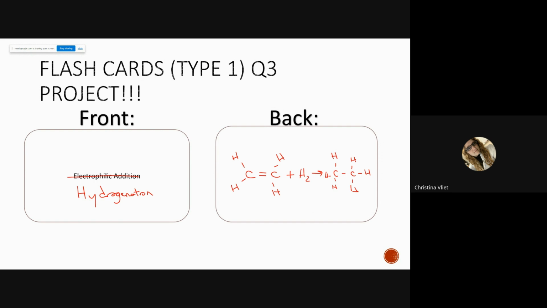Yes, addition reaction. Should you also include your catalyst here? Yes. Just to practice. It's nickel or what's the other option? Platinum. Yes, that's why I'm doing it. Okay. I'm rehearsing with you the flashcards you should make.